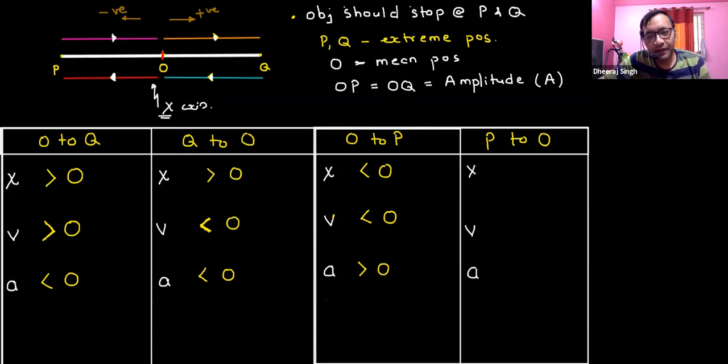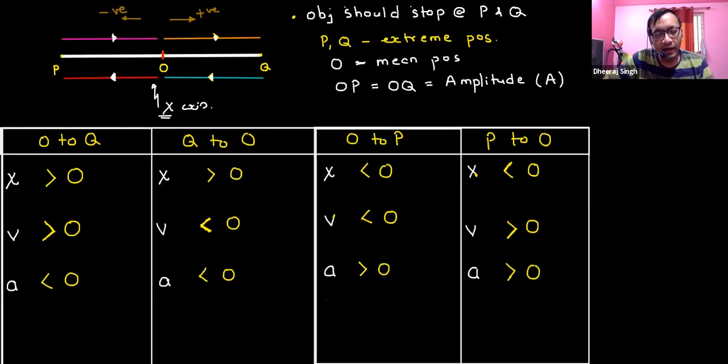Now P to O, the final thingy. Is X positive or negative? Less than zero. What about velocity? Positive, greater than zero. Acceleration? Is it accelerated or decelerated, P to O? Accelerated, so acceleration is also greater than zero. So this is our small analysis of how things are in the case of the oscillation.